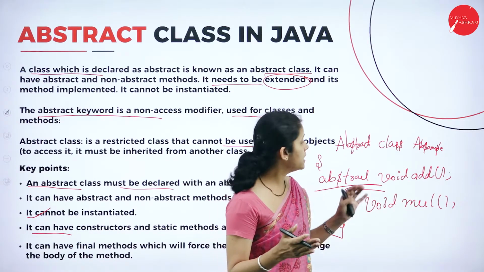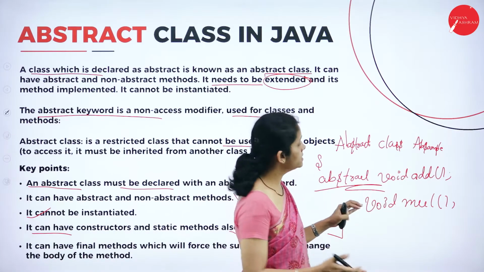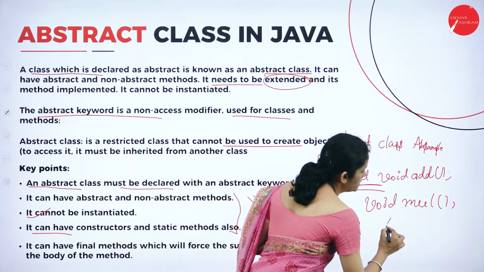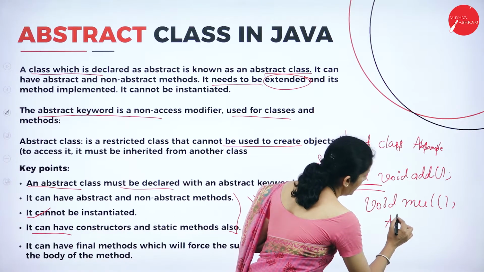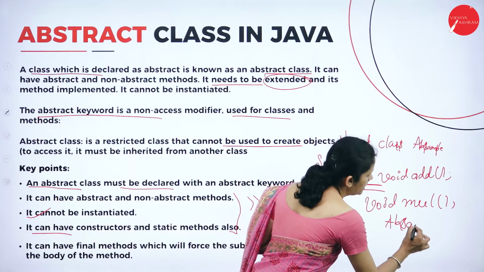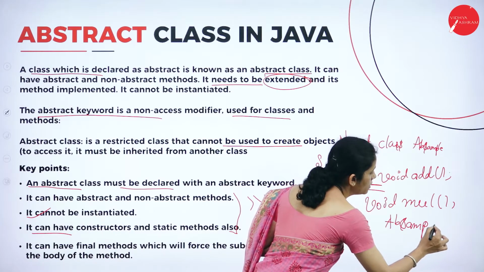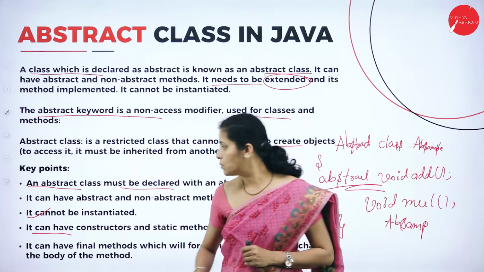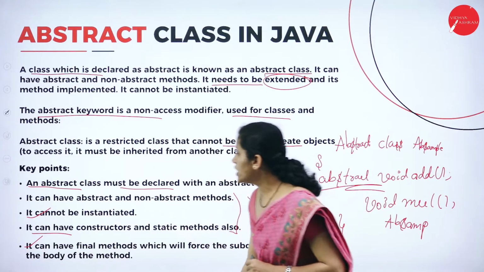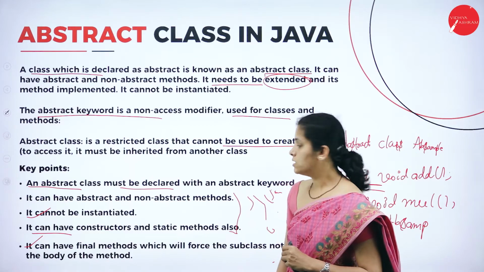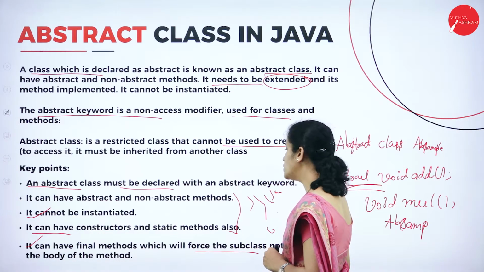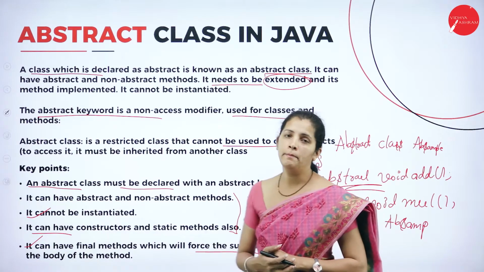So what is a constructor here? That is where the class name is the same as the method name. For example, if I write AB sample, then this is the example for a constructor. Now, it cannot have a final method, which will force the subclass not to change the body of the method.